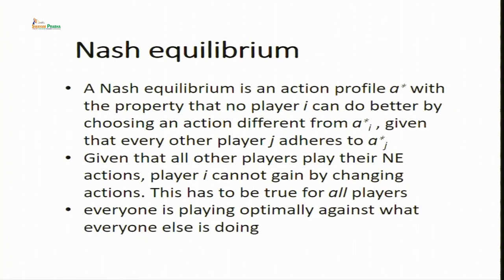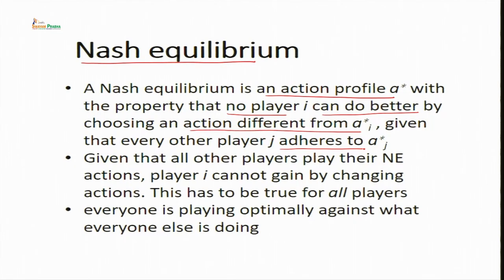Okay. Having done this dominance and the iterated deletion of dominated strategies, what we will do? We will see the equilibrium concept called Nash equilibrium, which is very popular one. I think most of us have heard about it. So, basically if I define Nash equilibrium, then a Nash equilibrium is an action profile, we can call it A star, with a property that no player can do better by switching to something else other than A i star, given that every other player sticks to his original choice.